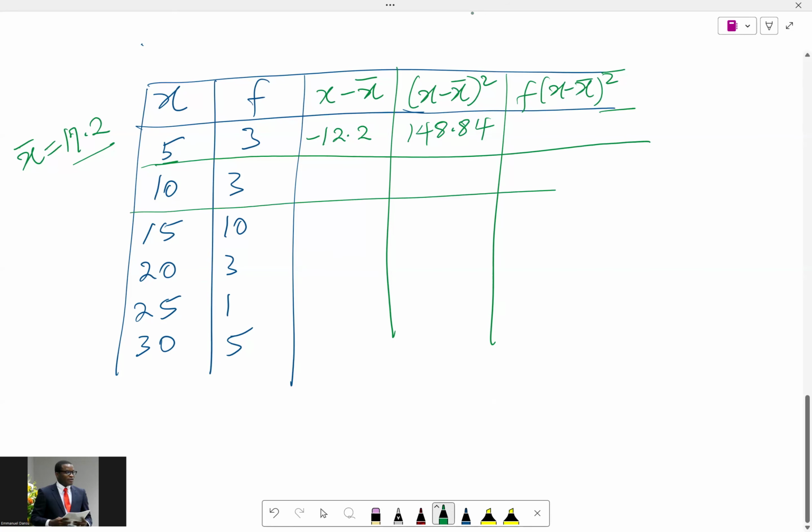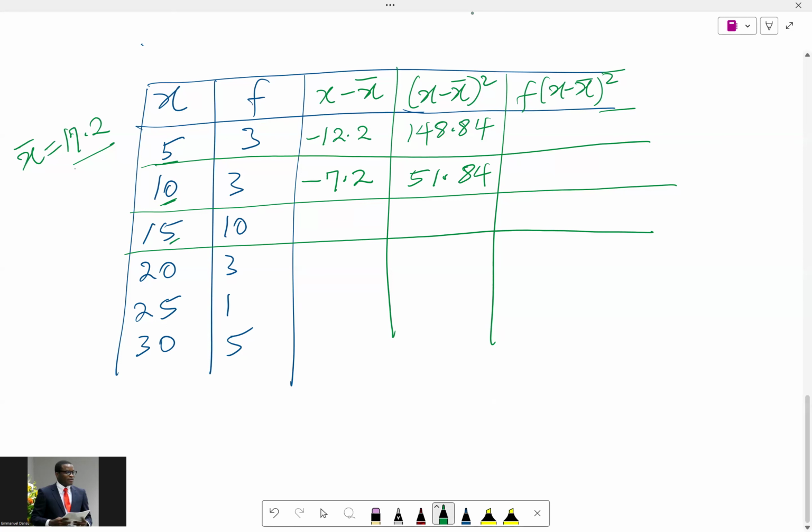Then the next one, we have 10 minus 17.2. That is minus 7.2. So minus 7.2, let's square that. Minus 7.2 squared, of course, is going to be 50 point something. This is 51.84.